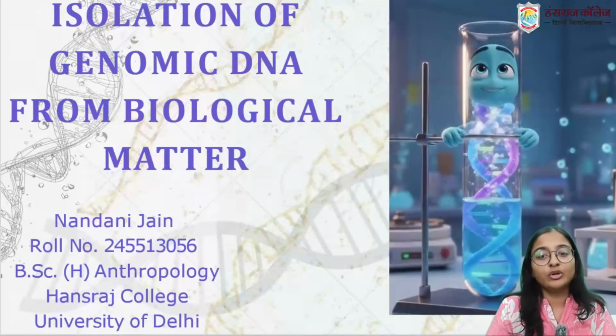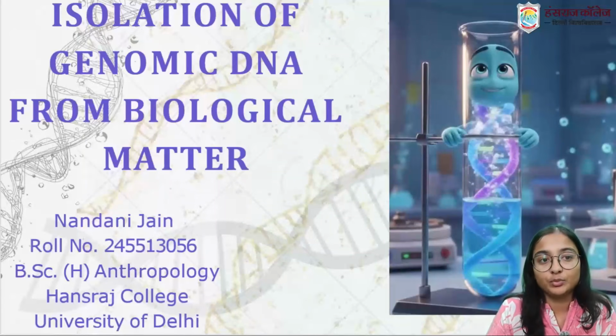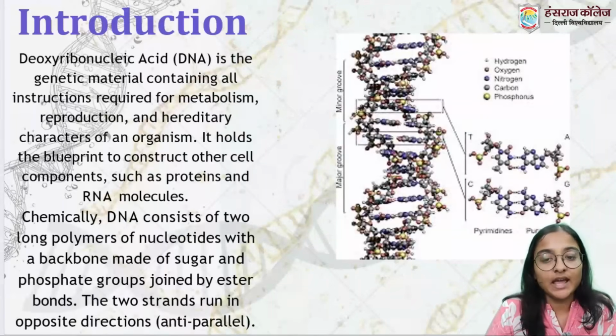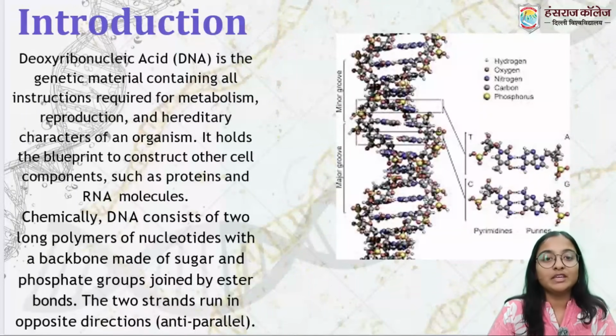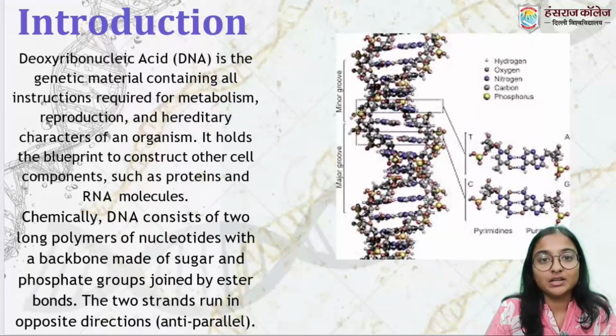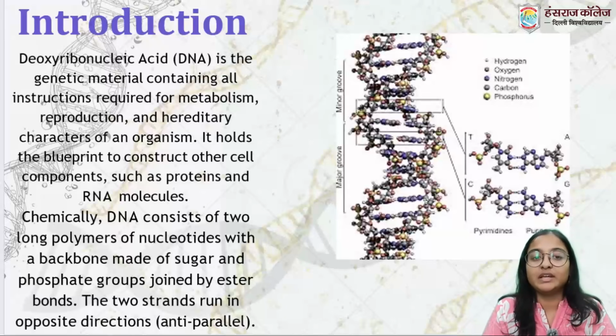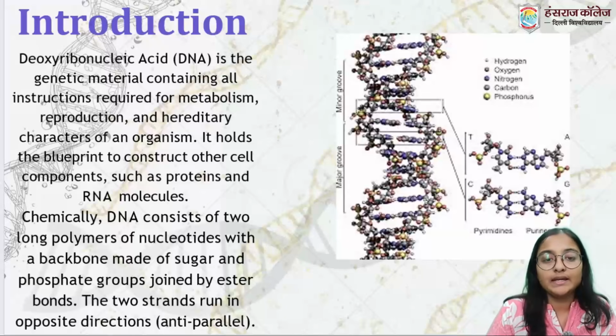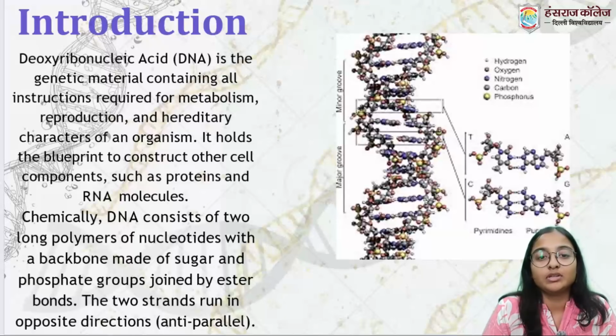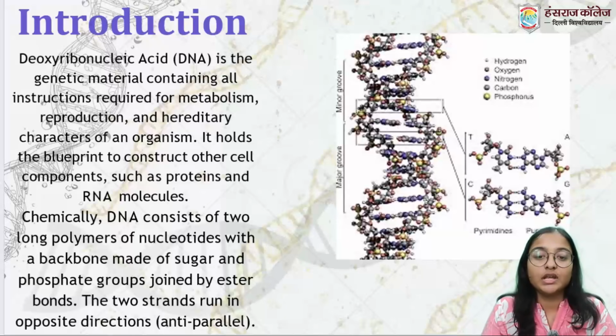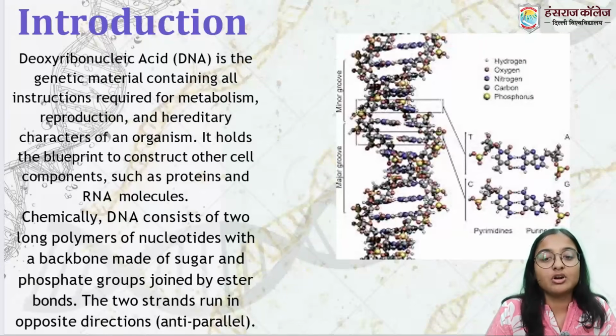Before going to understand how we isolate the genomic DNA, first let's understand what we mean by DNA. DNA, which is deoxyribonucleic acid, is the genetic material containing all the instructions and information required for metabolism, reproduction, heredity, or even the characters of the organism. The DNA holds the blueprint to construct any other cell component or even other cells, such as proteins or RNA molecules.